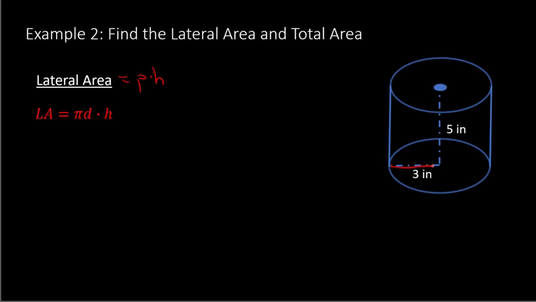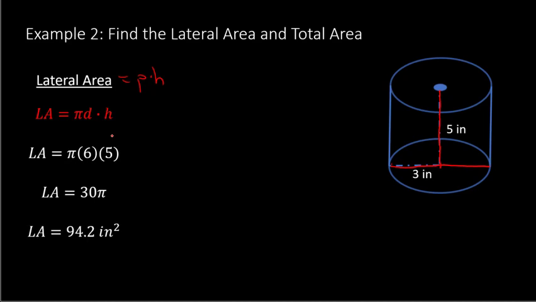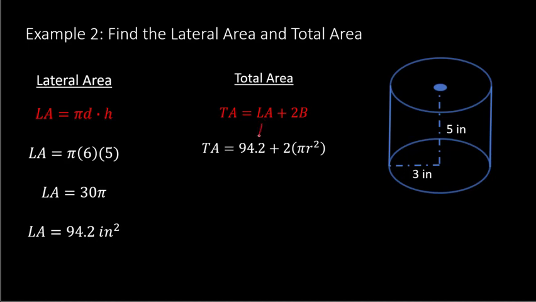The radius is 3, it's halfway across. Your diameter is all the way across, which is 6. So diameter is 6, the height is the distance from top to bottom, which is 5. So what we have is pi times 6 times 5, which gives you 30. So 6 times 5 is 30 times pi, and 30 times pi is 94.2 inches squared. And then to find the total area, we take the lateral area, plus we add in the top and the bottom, the two bases. And the lateral area we already knew was 94.2, so we plug that in.